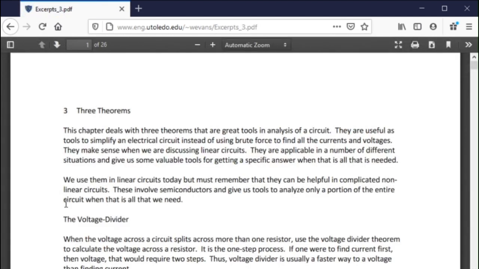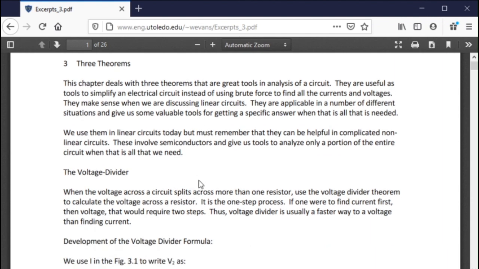So there are 3 theorems in this chapter, and they're useful as tools to simplify an electrical circuit instead of doing the brute force method that we did to find all the currents and all the voltages. They make sense when we're discussing linear circuits. Linear circuits are basically circuits with resistors, capacitors, and inductors, but right now we're just going to look at resistors. They're applicable in a number of different situations and give us some valuable tools for getting specific answers when that is all we need. We use them in linear circuits today, but we must remember that they can be helpful in complicated nonlinear circuits, so they are useful beyond just what we do in this course.